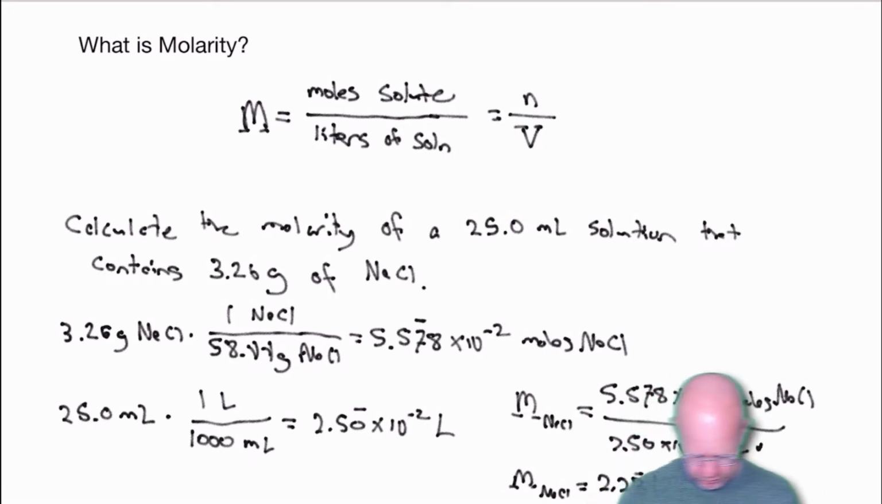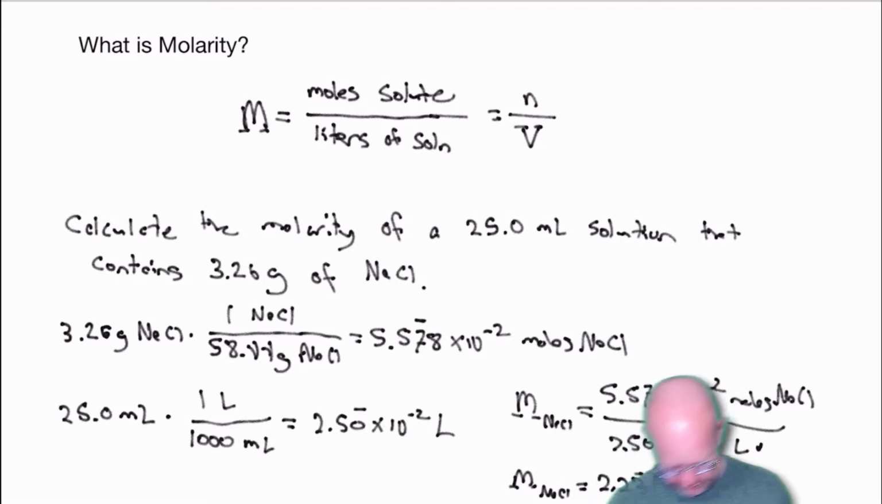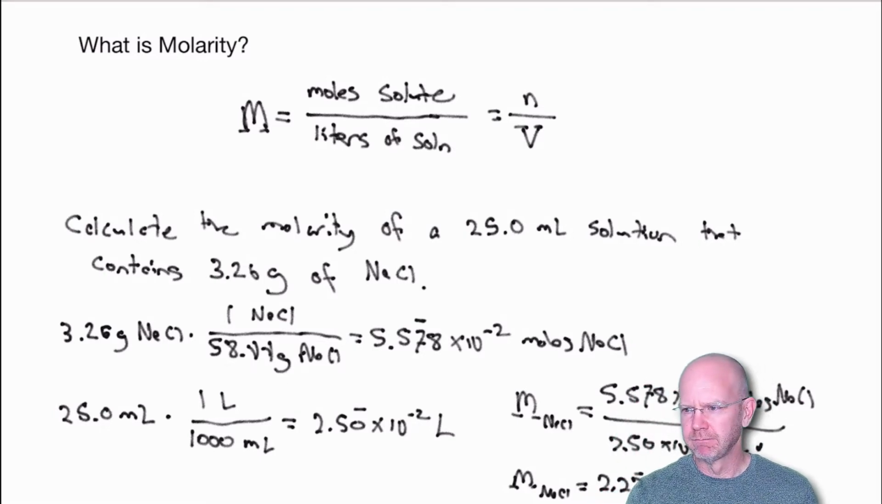You could also write that moles per liter as a capital M. Importantly, it's got to be a capital M. So the unit could be molarity, or the unit could be moles per liter. Okay, so there's an example of how we calculate molarity and what it is.